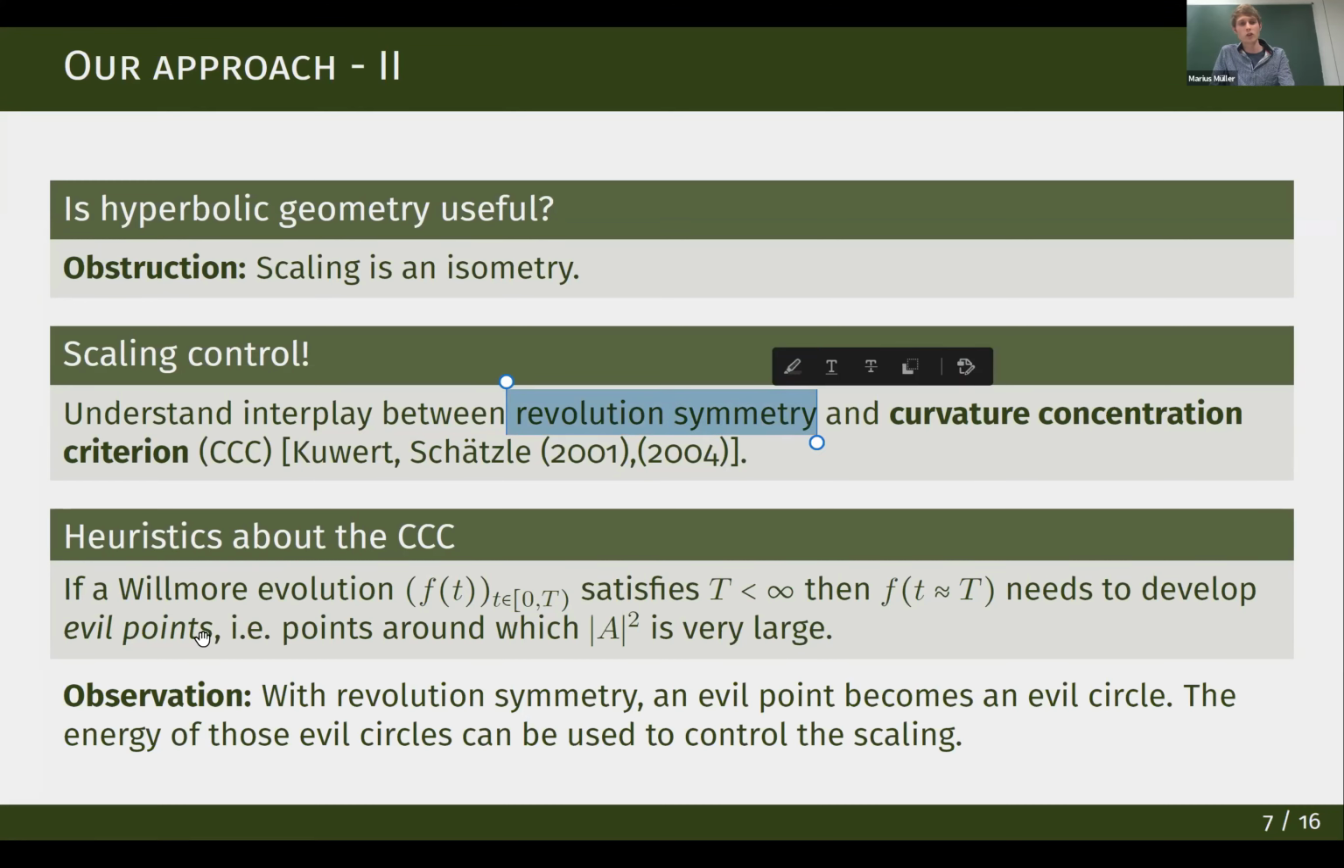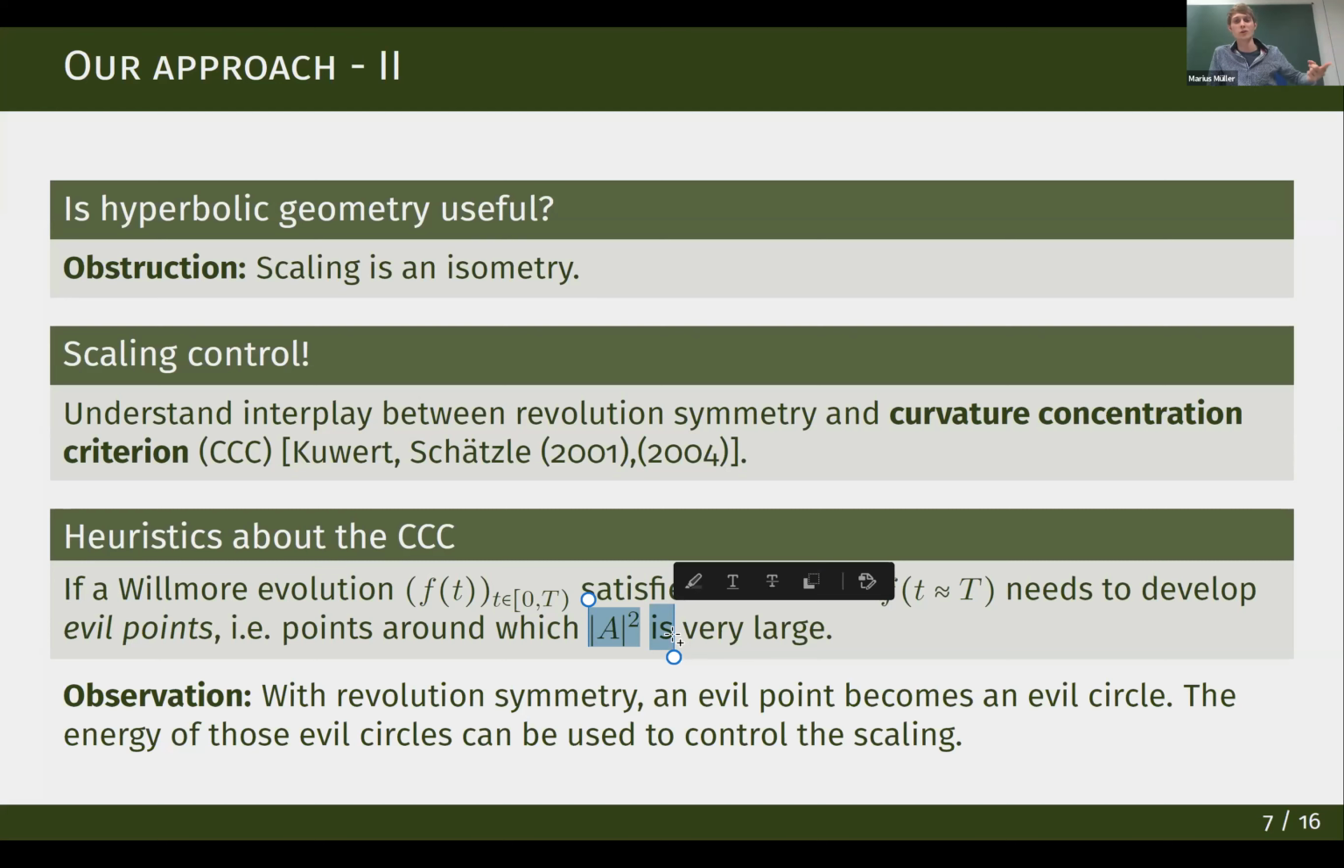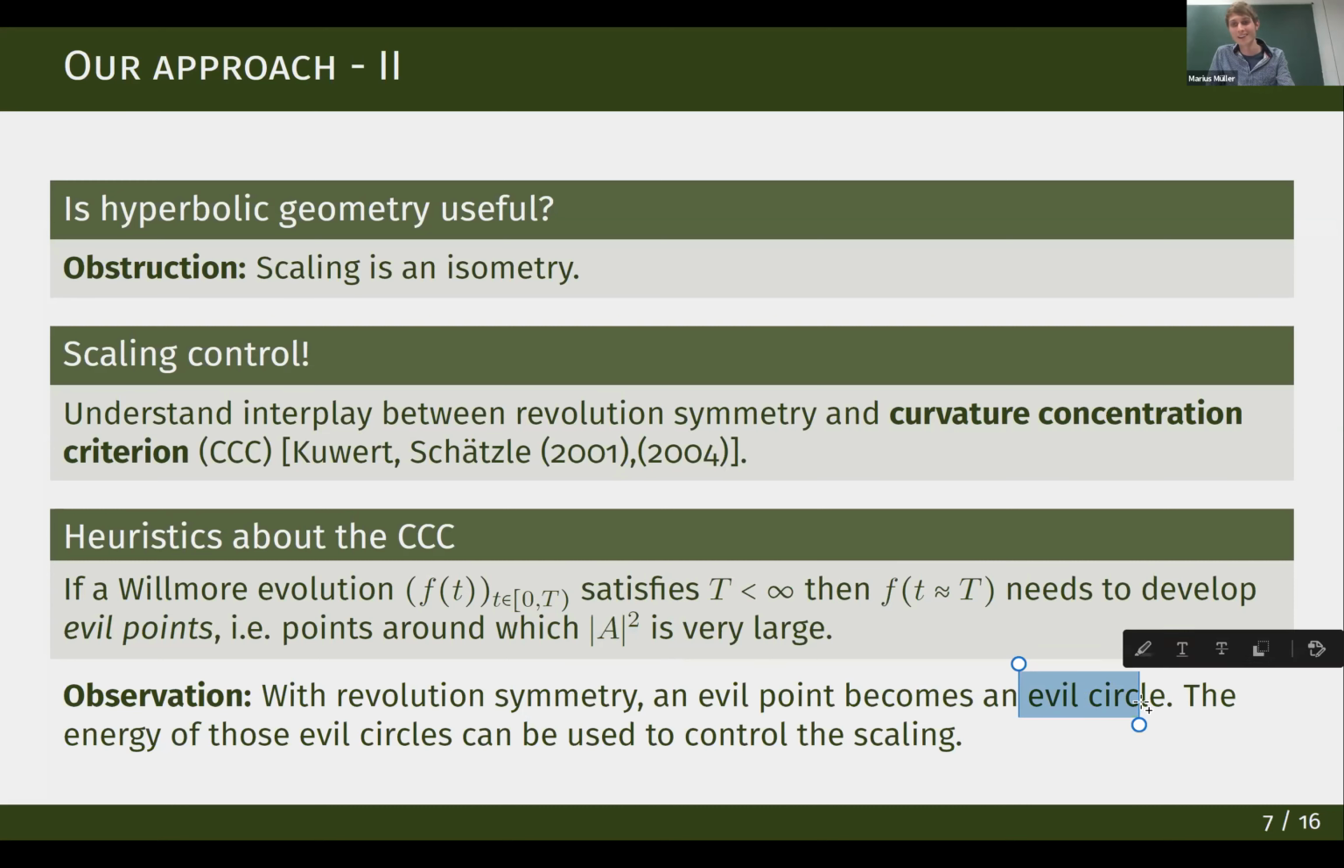So we do not just have evil points. Since the situation is revolution symmetric, every revolution of the evil point will just be equally evil, because now the second fundamental form is also revolution symmetric. So it gets large at every point on an evil circle, basically. The evil circle is what you get if you revolve an evil point about the x-axis, and along all these points, the second fundamental form is very large.